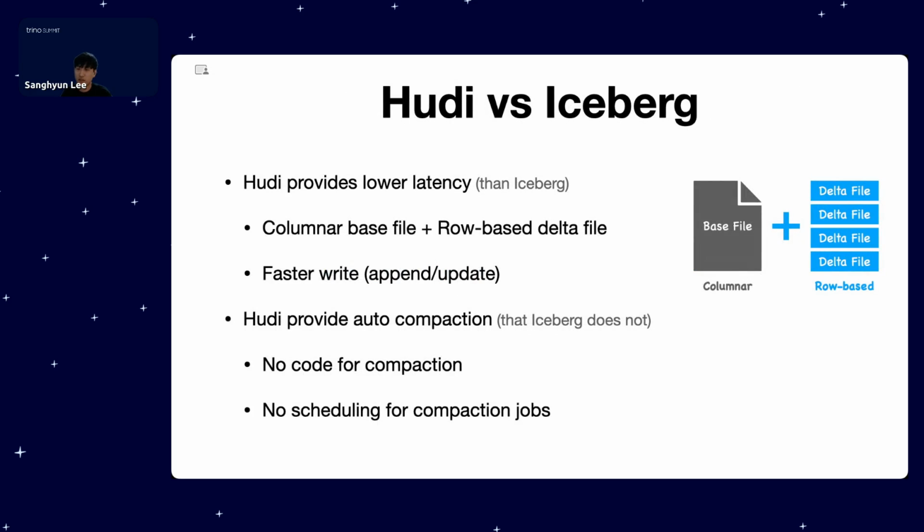Hudi has two advantages that Iceberg does not have. First, it has lower latency. Iceberg uses columnar data files. On the other hand, Hudi uses not only columnar-based files, but also row-based delta files, which provides lower latency. Additionally, Hudi provides an auto-compaction that Iceberg does not provide. So you don't have to write code for compaction, and you don't have to schedule compaction jobs.